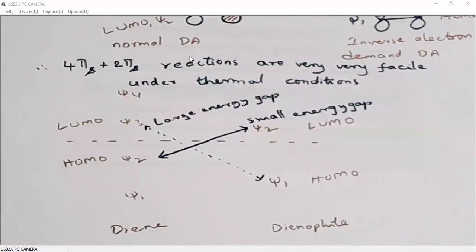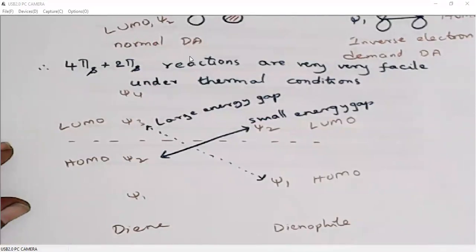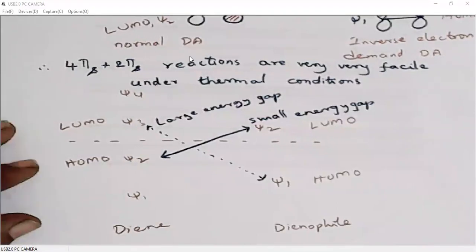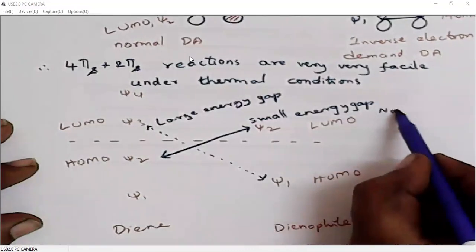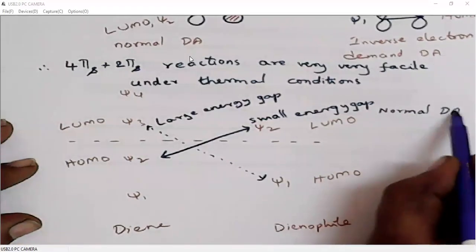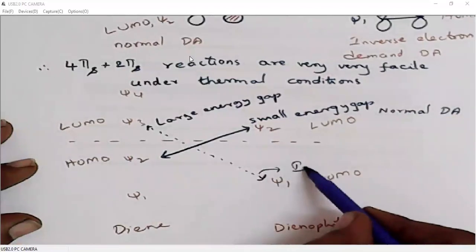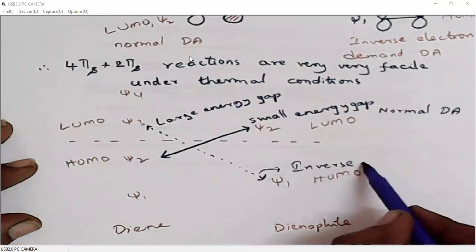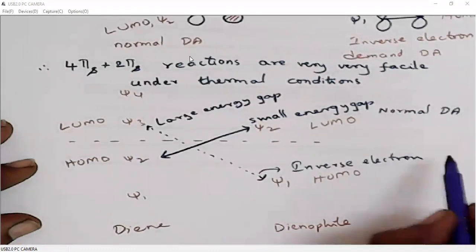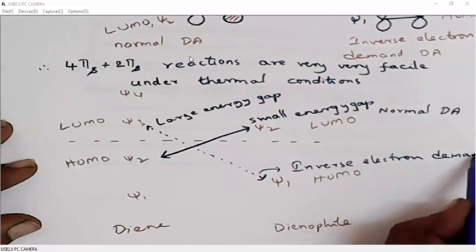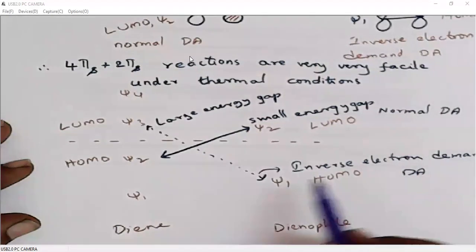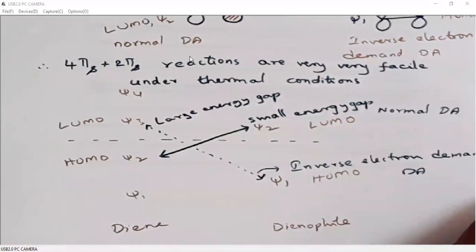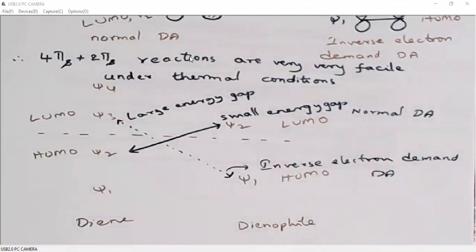So that is why normal Diels-Alder reactions are easily possible, whereas inverse electron demand Diels-Alder reactions are not possible. Okay, so this is for normal Diels-Alder reactions, whereas this is for inverse electron demand Diels-Alder. There are very few examples of inverse electron demand Diels-Alder reactions. I don't give you any example for this.